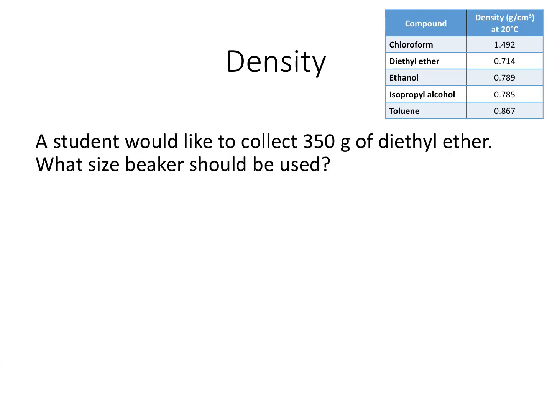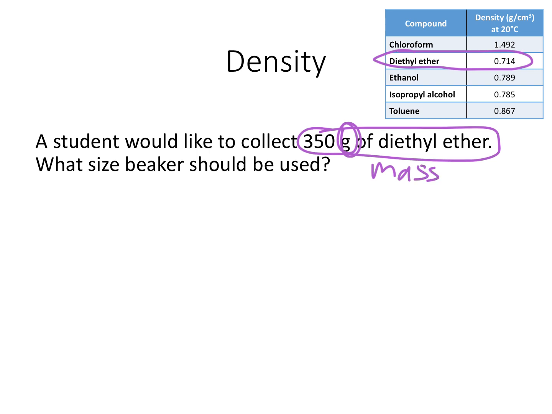All right, next, a student would like to collect 350 grams of diethyl ether. Here that is in my little chart. What size beaker should be used? Okay, 350 grams. Grams is a unit of mass. What size beaker? Well, beakers come in like 50 milliliters or 100 milliliters. In other words, we're looking for the volume of the beaker. That is what I'm looking for.